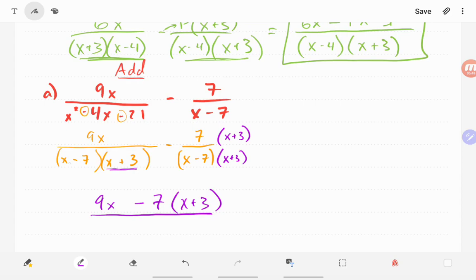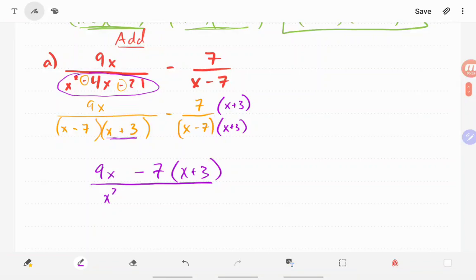over, well, what would this look like if we were to multiply this out? That would just be this here. So we know that is going to be our common denominator. I'm going to write it out multiplied: x squared minus 4x minus 21.